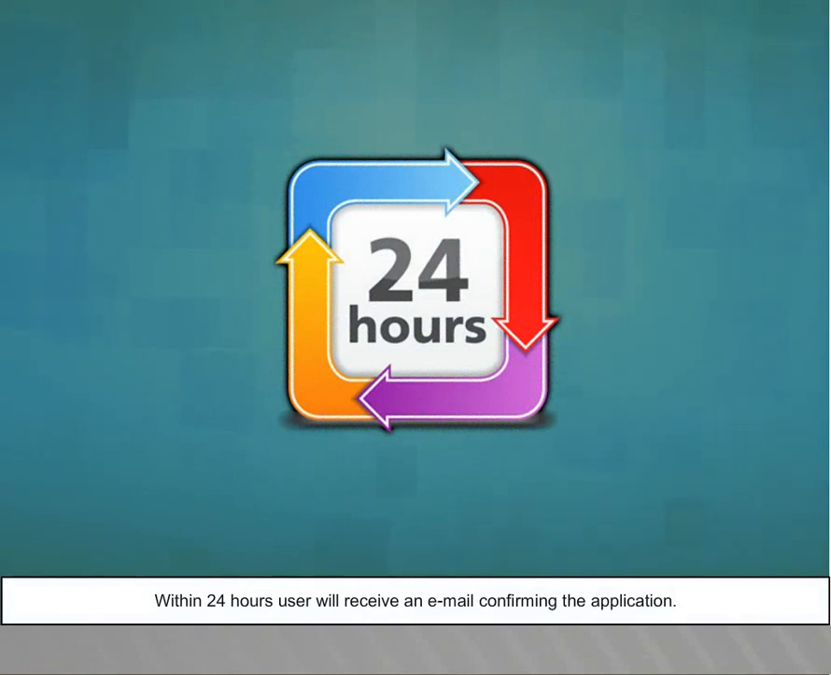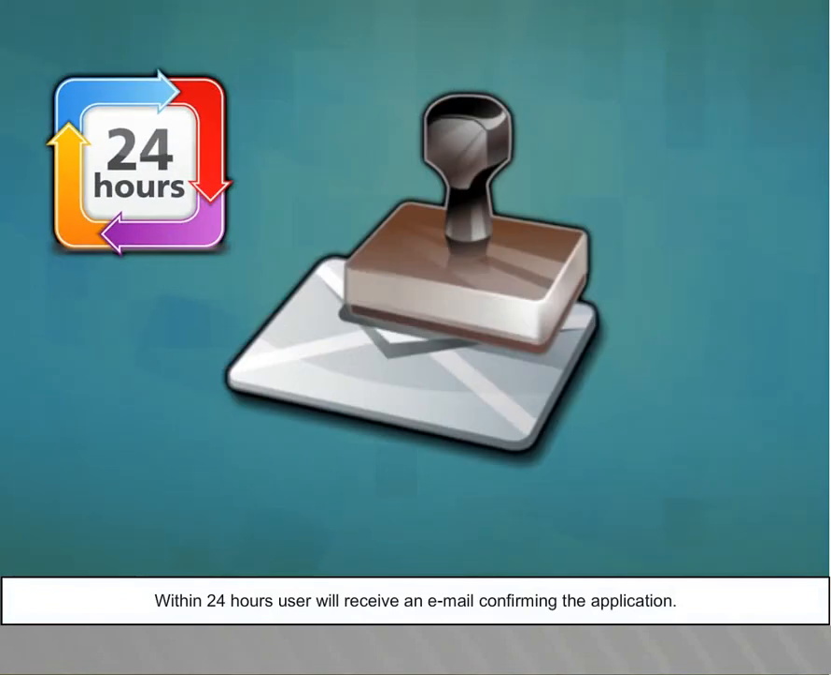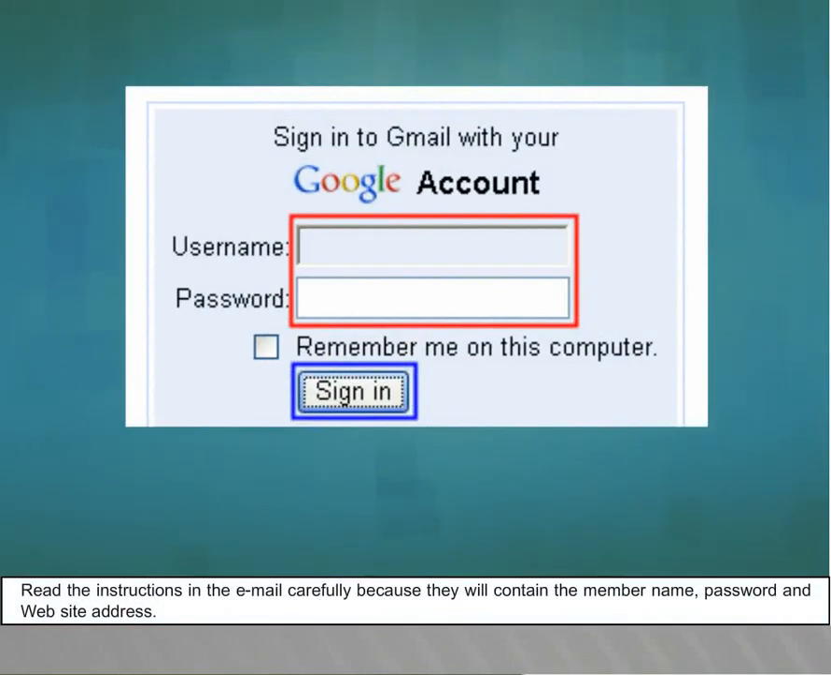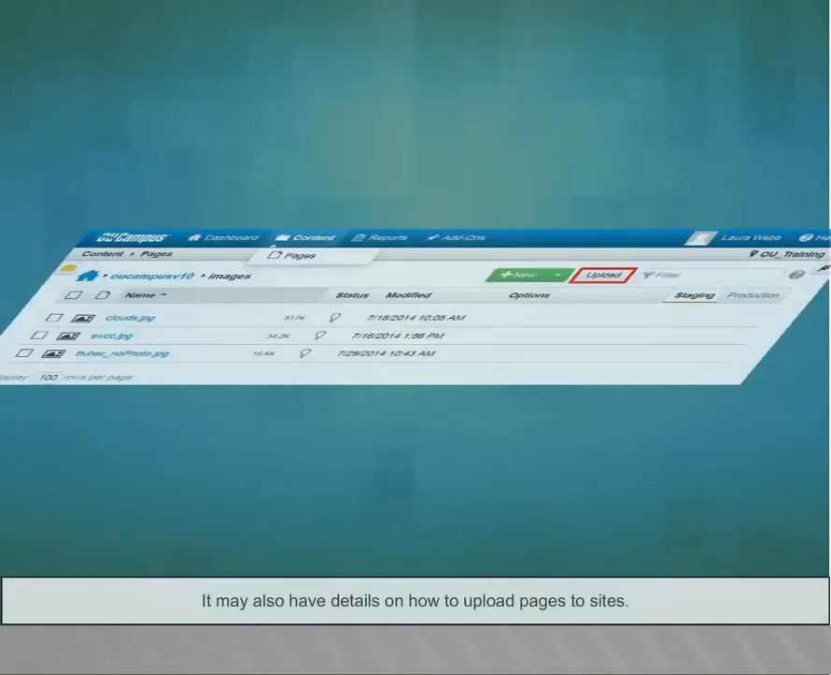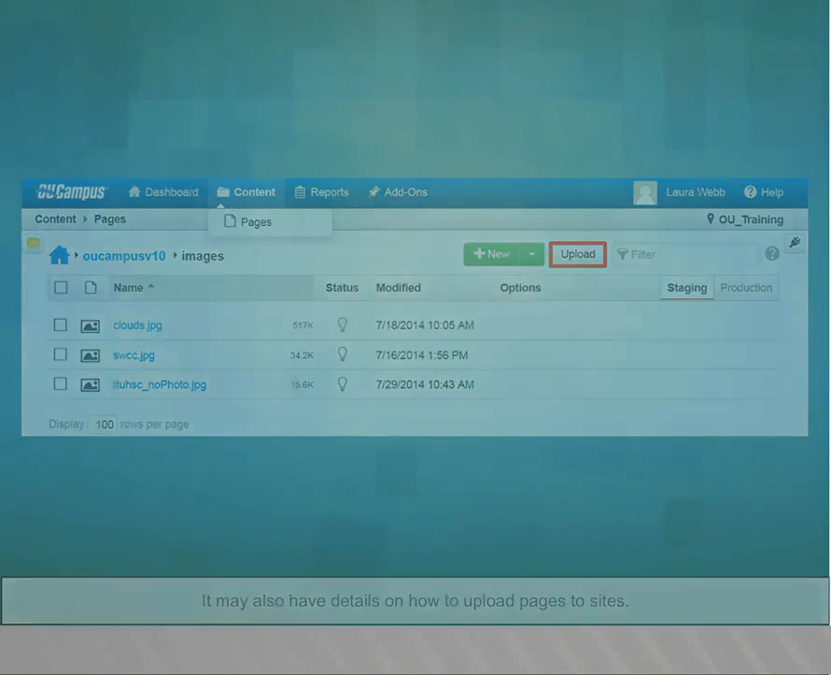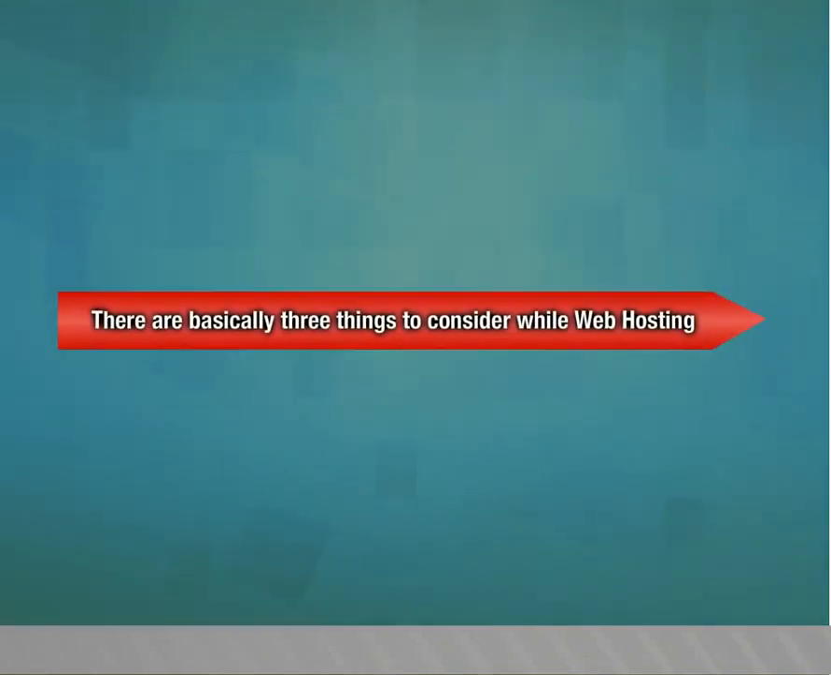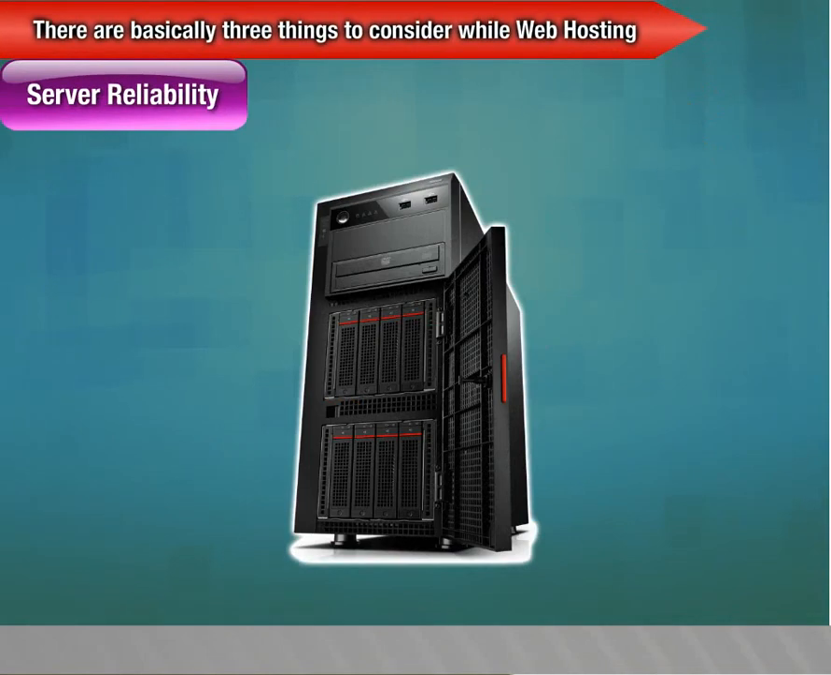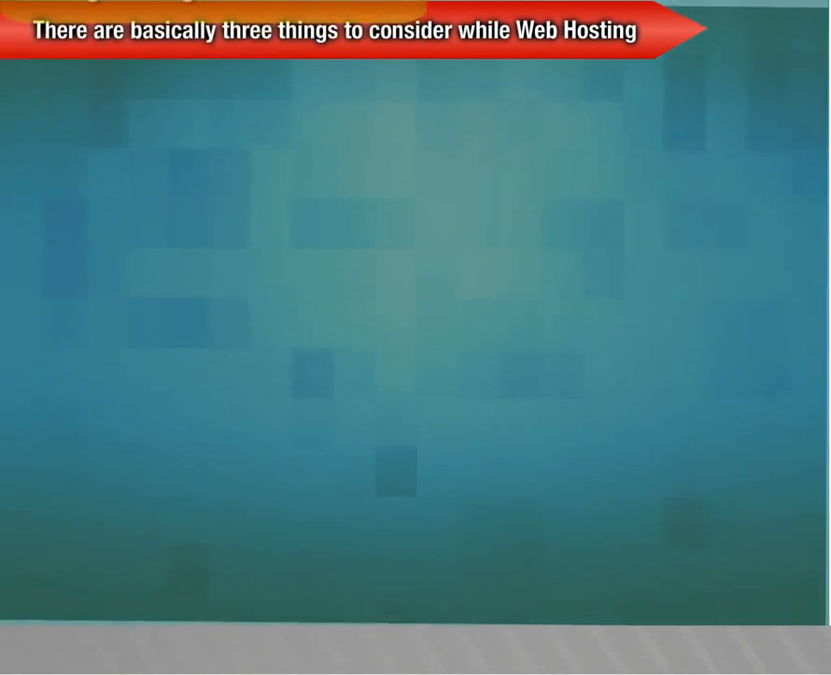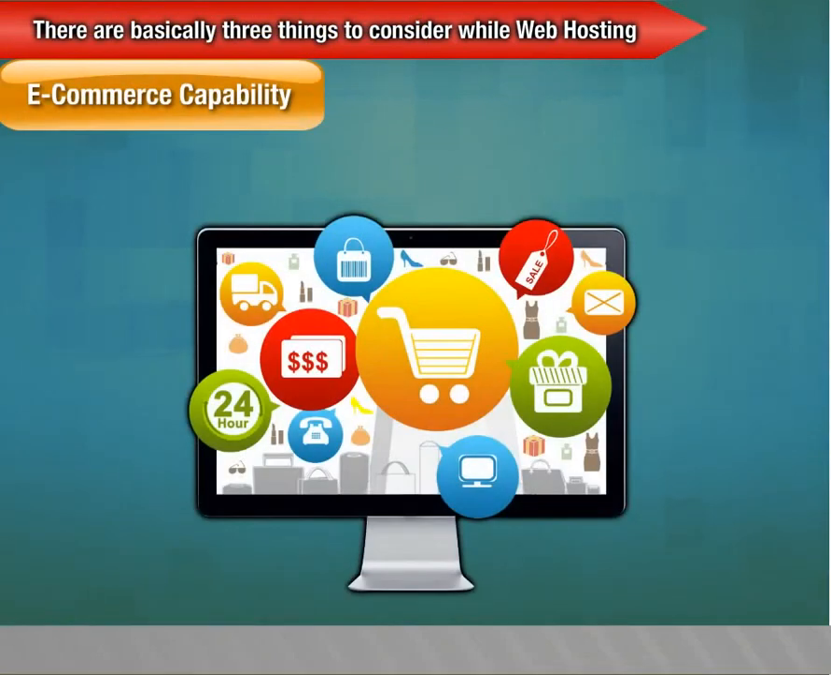Within 24 hours, the user will receive an email confirming the application. Read the instructions in the email carefully because they will contain the member name, password, and website address. It may also have details on how to upload pages to sites. There are basically three things to consider while web hosting: server reliability, enough storage and bandwidth, and e-commerce capability.